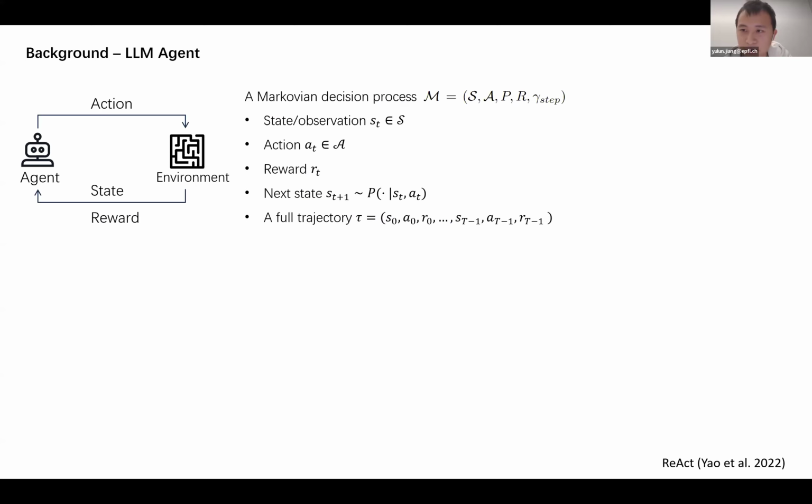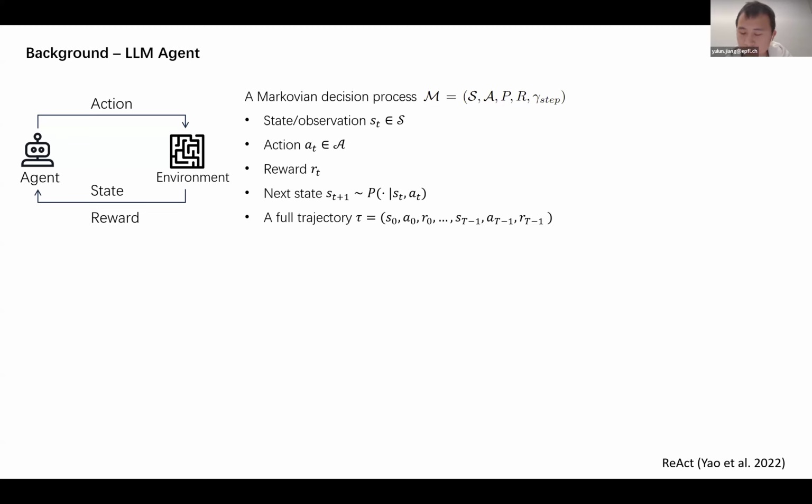Here is the background of RL. Here we are describing a Markov decision process where the agent takes actions to interact with the environment. After that, the environment will update its state and come back with a new observation, and also give some reward to the agent. The goal is to train the agent to maximize the reward for the trajectory.